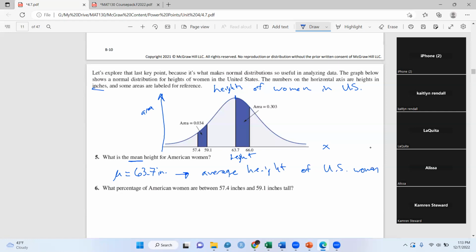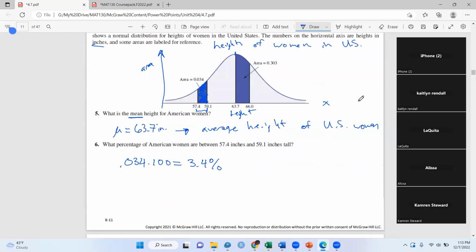Okay, so then we're asked what percent of American women are between 57.4 inches and 59.1 inches tall. So here are those values, and we're told from before that this area under the curve represents the percentage, albeit in decimal form. So we would take that decimal area, multiply it by 100, and we would get the percent, just like we did back in Unit 1. So 3.4% of all American women are going to fall between 57.4 inches and 59.1 inches tall.